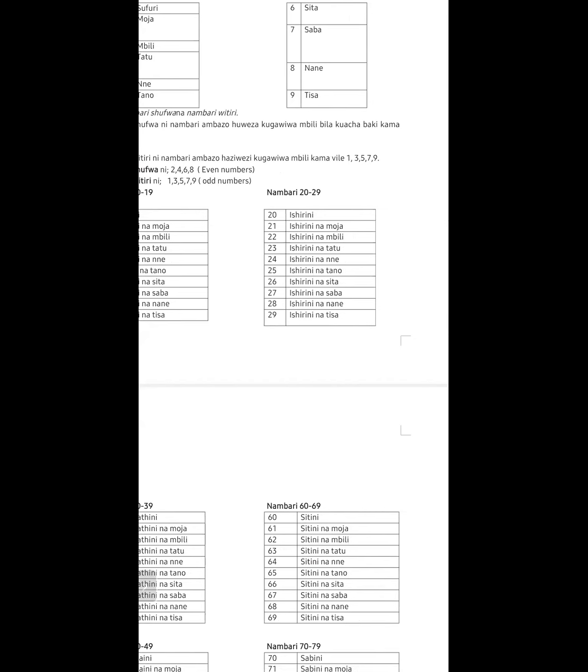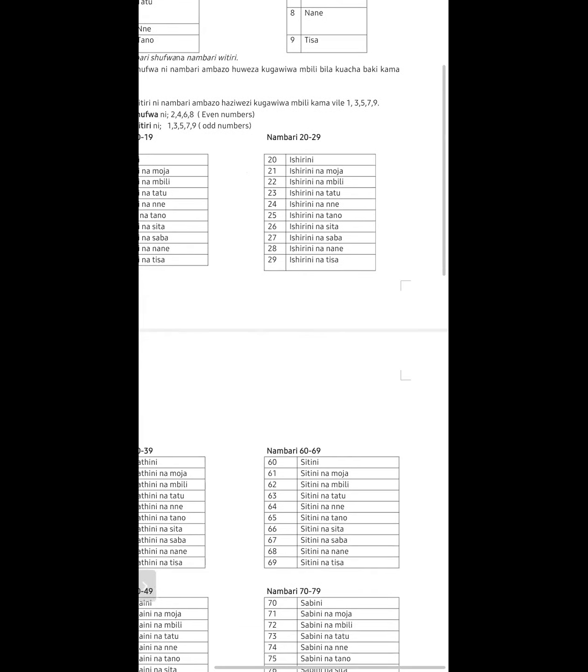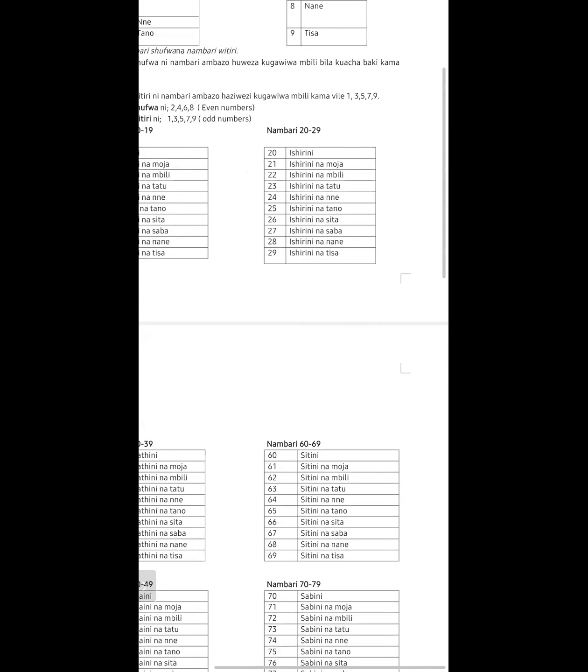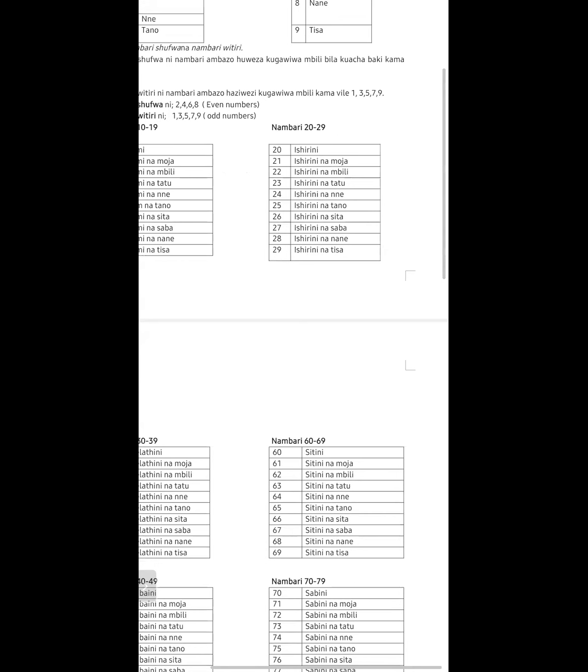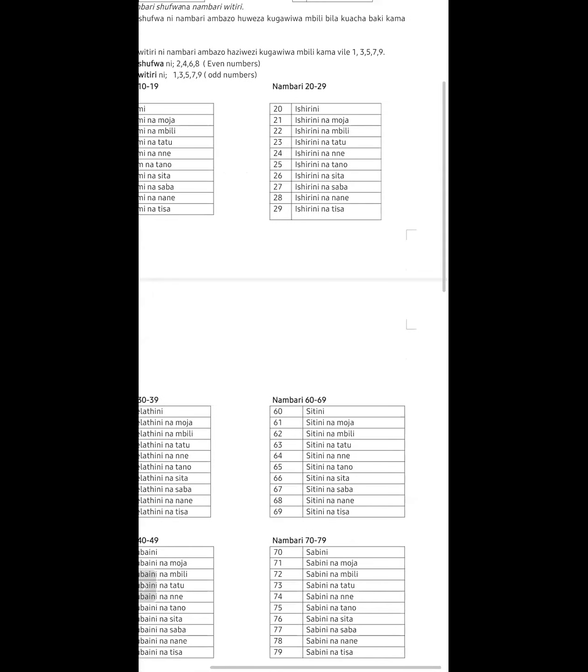20 is ishirini. So if you have ishirini, you already know that all the other numbers that will come under ishirini are ishirini na moja, ishirini na mbili, just like you have 21, 22, 23, 24, 27, 28, 29. We also have, if you know that, 30 is thelathini. So you can just add ishirini na moja, ishirini na mbili, ishirini na tatu, up to ishirini na tisa. Class, are we together? Yes, teacher. Okay.